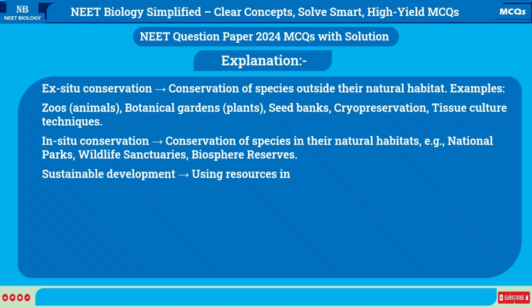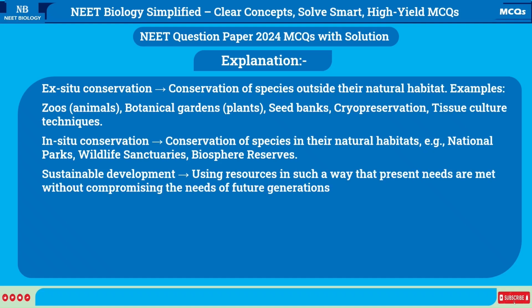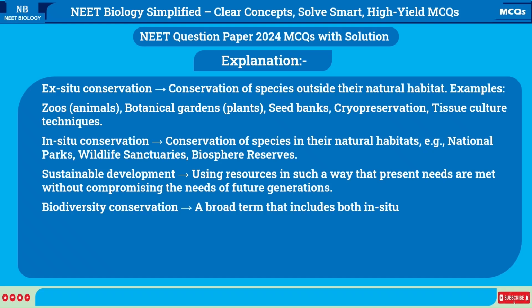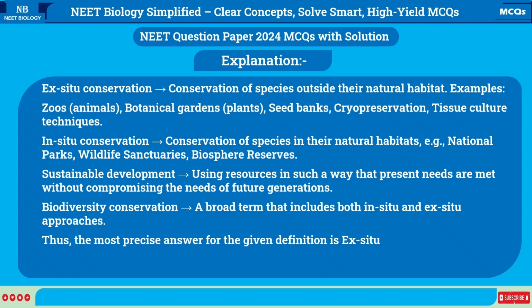Sustainable development is using resources in such a way that present needs are met without compromising the needs of future generations. Biodiversity conservation is a broad term that includes both in situ and ex situ approaches. Thus, the most precise answer for the given definition is ex situ conservation.